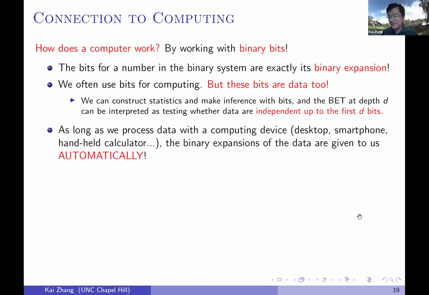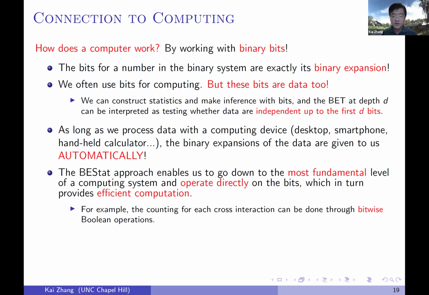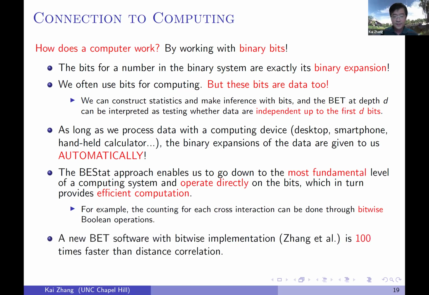As long as we process data with a computer device, which I think most people do nowadays, the bits are already stored in the machines, right? So if we construct statistics that are functions of A's and B's, we can consider bitwise operators and directly operate over the bits, which leads to fast computing, right? You can work with true and false and all kinds of gates. Indeed, we have software written by my student, Zhang, that's 100 times faster than distance correlation, which is a very popular method in practice.